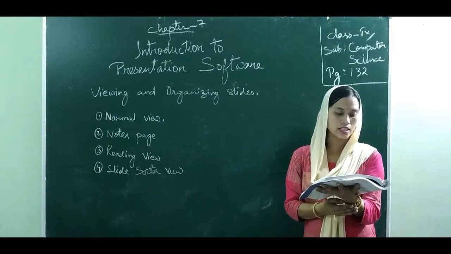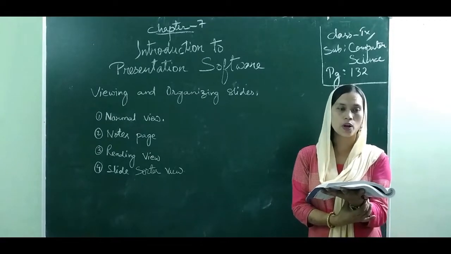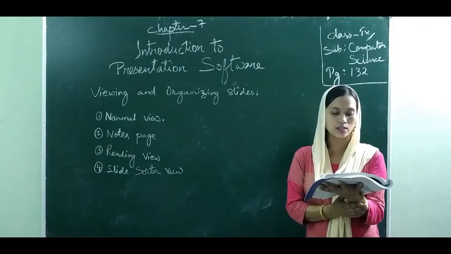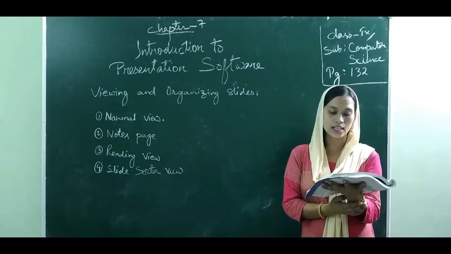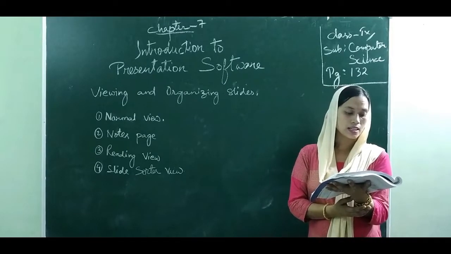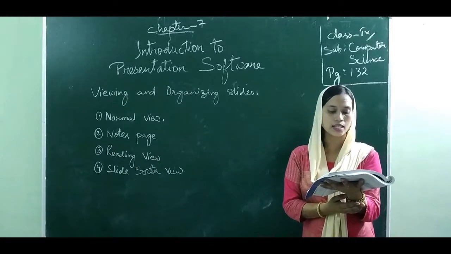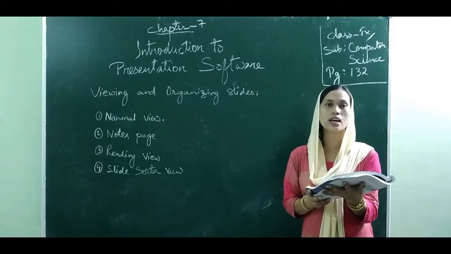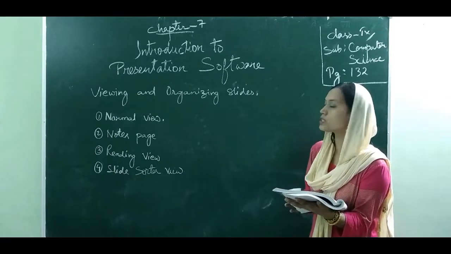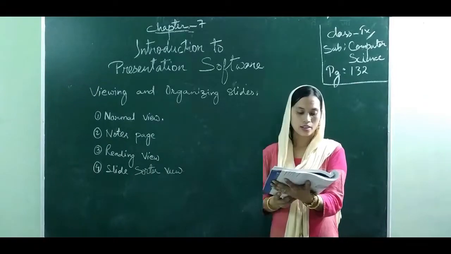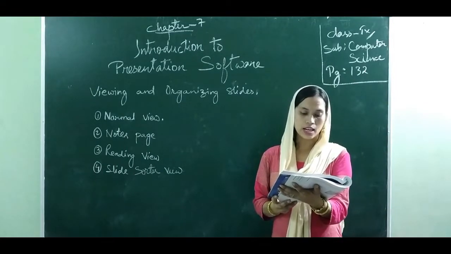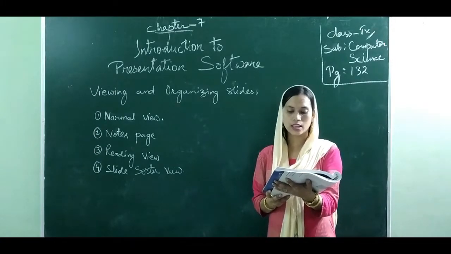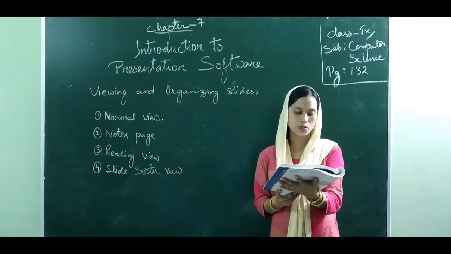Next action, select non-consecutive multiple slides. If you want to select non-consecutive, that means alternate slides in the presentation, then you hold the Control key and select the slides. Next, delete the slide. If you want to delete the slide, select the slide and press the Delete key. In this manner, you can delete the slides which are unwanted in your presentation.